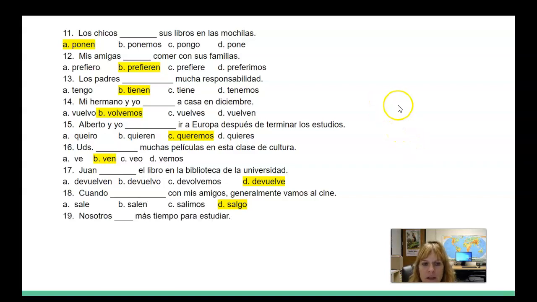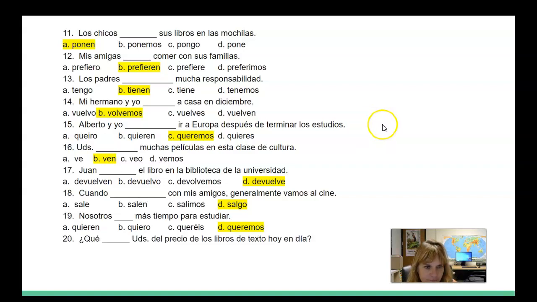Número 19: Nosotros queremos más tiempo para estudiar. We want more time in order to study. Número 20: ¿Qué piensan ustedes del precio de los libros de texto hoy en día? What do you all think of the prices of textbooks today? Hoy en día means like in today's age, in today's life.